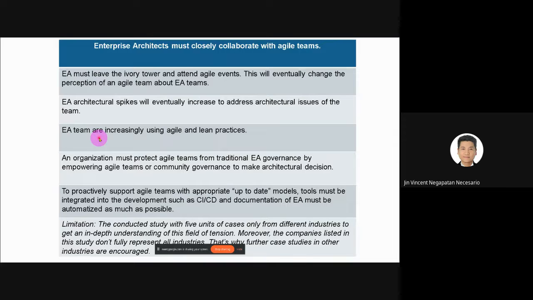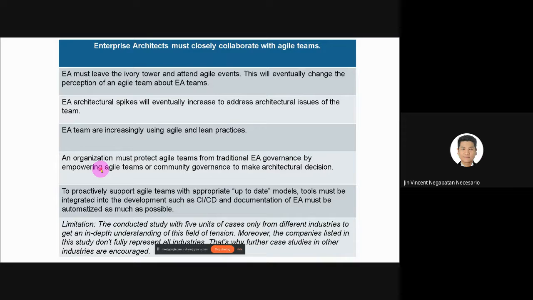And then the other one is that EA teams are increasingly using agile and lean practices. Usually EA people have this mindset of a linear approach, but I believe they have this framework, and they were able to integrate agile with that framework. And then another thought from the case study: the organization must protect the agile team from the traditional EA governance by empowering teams through community governance to make architectural decisions.